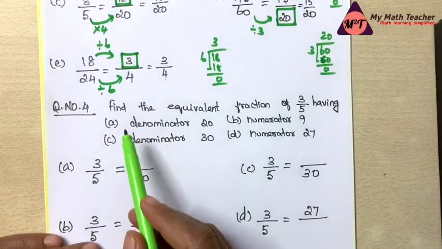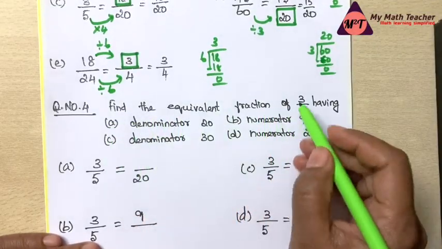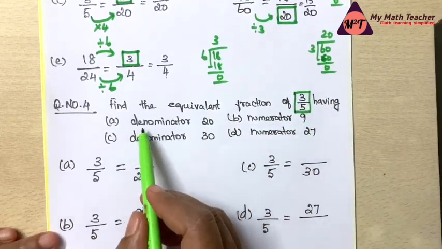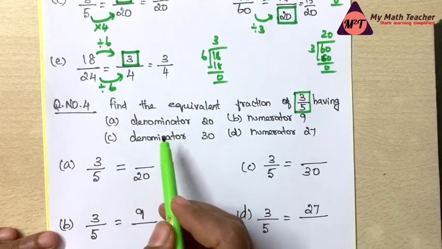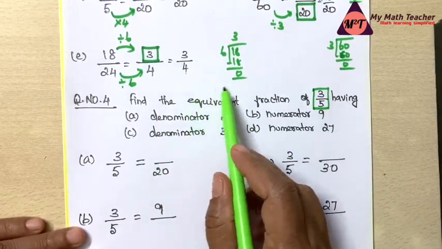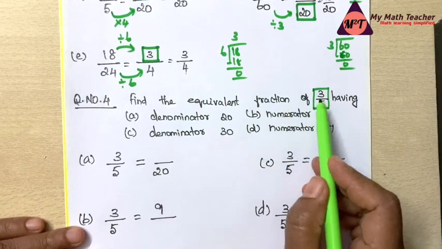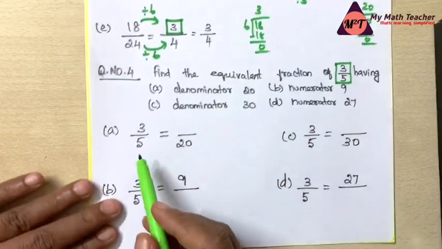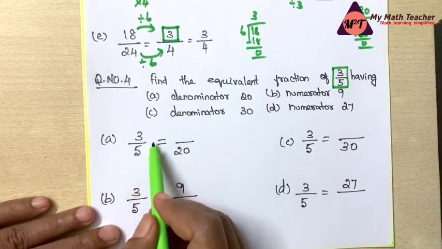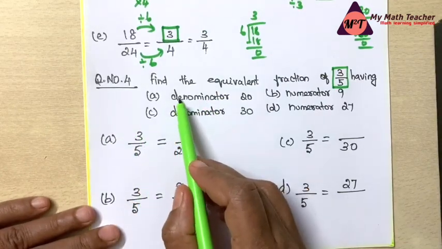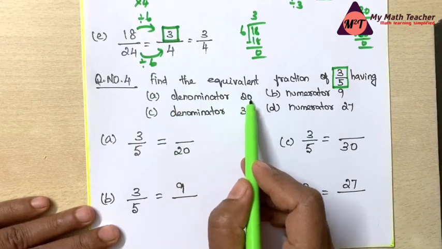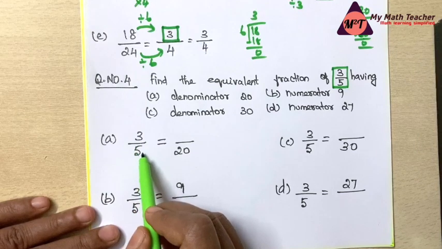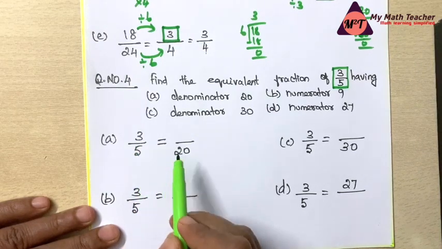Fourth question. Find the equivalent fraction of 3 by 5. This is the given fraction having denominator 20. This is the first subdivision. The meaning is you have to find equivalent fraction which is equal to 3 by 5. They have given 4 conditions. The first one, 3 by 5, the equivalent fraction, here they have mentioned the denominator should be 20. So what is the equivalent fraction to 3 by 5 where the denominator should be 20?